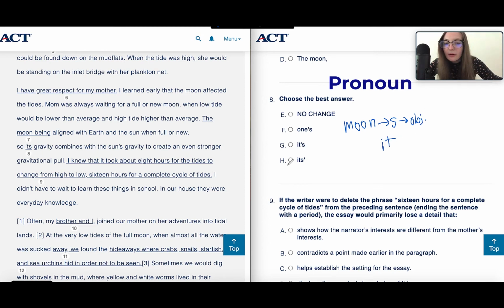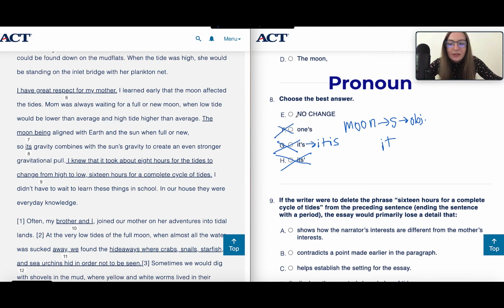So first and foremost, choice H, I-T-S apostrophe, this is not even a real word in English, so knock that out whenever you see that. Choice G breaks down into it is. We cannot say so it is gravity combines, that doesn't make sense. Choice F is saying ones, like the moon is not just something you have a bunch of, it's not like pencils and then you can refer to, oh, there's one over there. There's literally just a singular moon, so you can't have one of it here, one of it there, so F doesn't make sense.